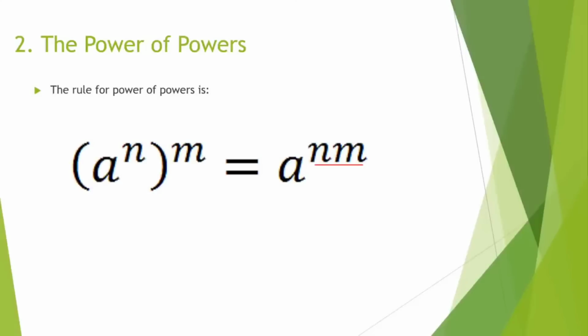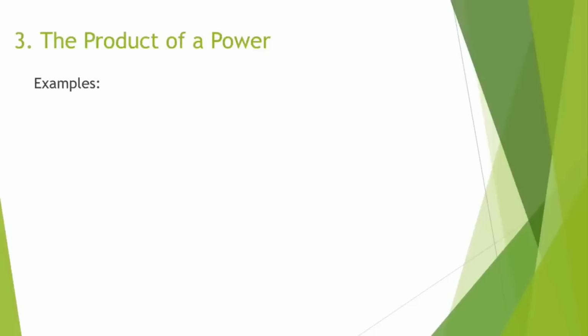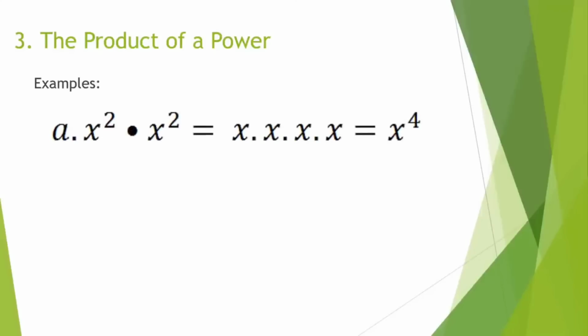Let's move on to number 3. The third law is the product of powers. So again, I want you to observe the following examples. For example A, we have x squared times x squared. When we expand x squared, it can be written as x times x. The same thing with the other x squared, so it is also x times x. So when we rewrite that as an exponential expression, our answer is x raised to 4.